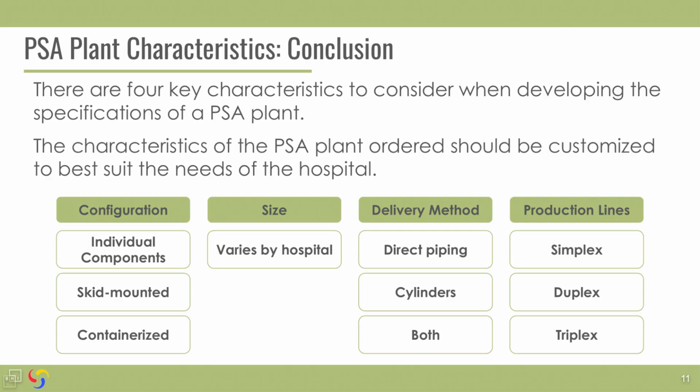Consider the oxygen delivery method. Will oxygen be delivered via direct piping, cylinders, or a combination of both? And lastly, consider production lines. Would your hospital benefit from a simplex, duplex, or triplex plant most? Consider the strengths and weaknesses of each option.